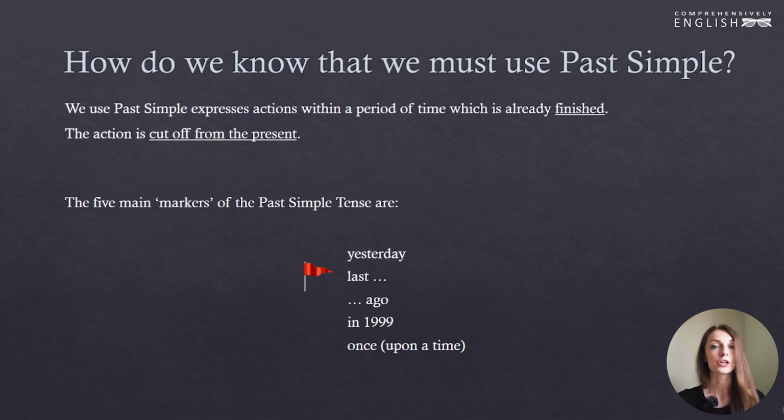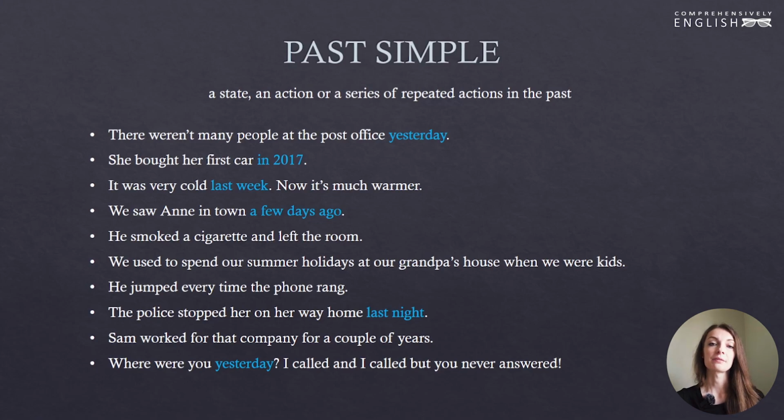The 5 main markers of the past simple tense are yesterday, last, year, month, week, etc. Ago, like 5 years ago or 10 days ago, in 1999 or in the 15th century, and once. Fairy tales usually start with the words "once upon a time there lived a king" or whoever. So the past simple tense can express states or actions and series of actions that happened in a finished period of time in the past.